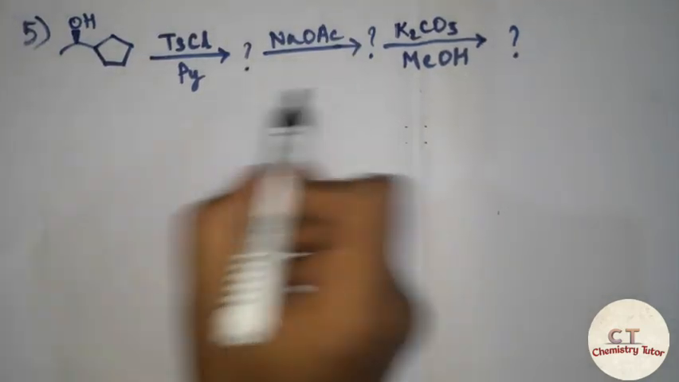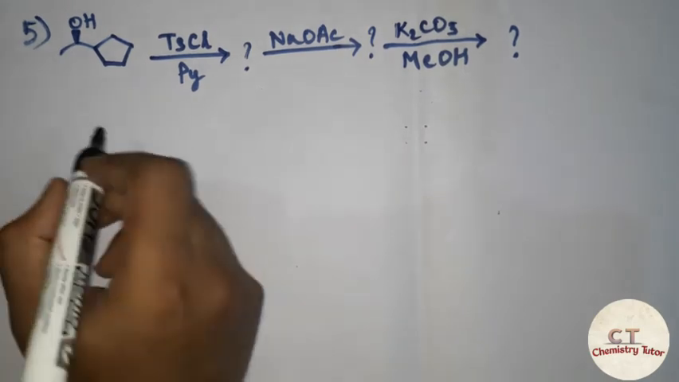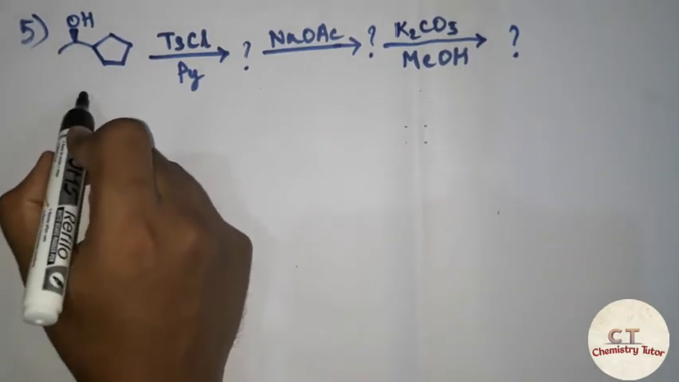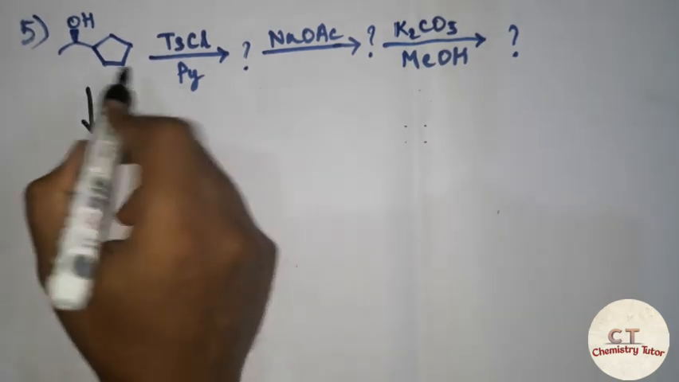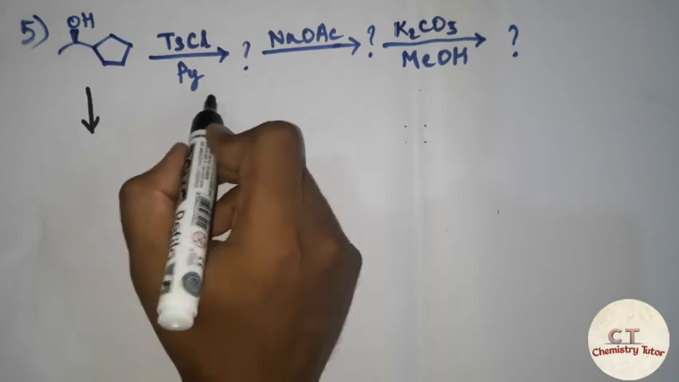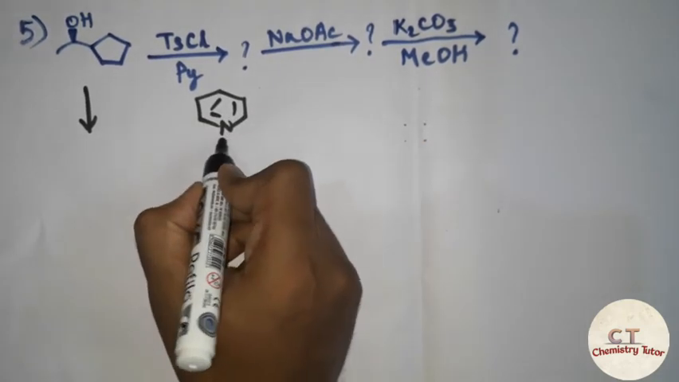See our next question. So in this reaction, what are the products formed here? Okay, in the first step, this OH is above the ring. First is TsCl, tosyl chloride, and Py is pyridine. This is pyridine, it has a lone pair.